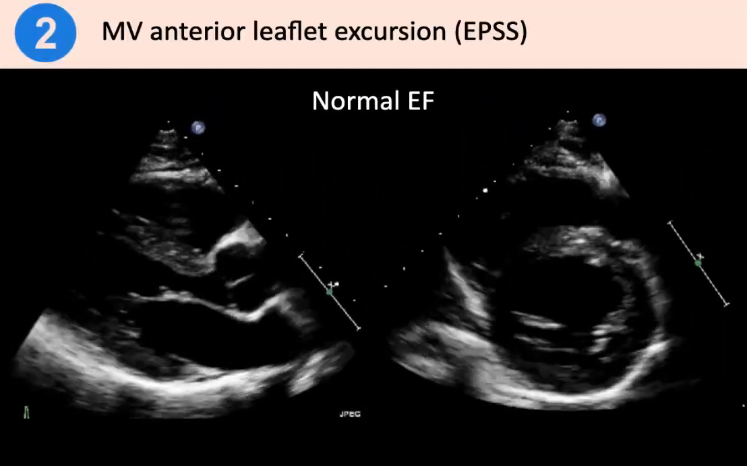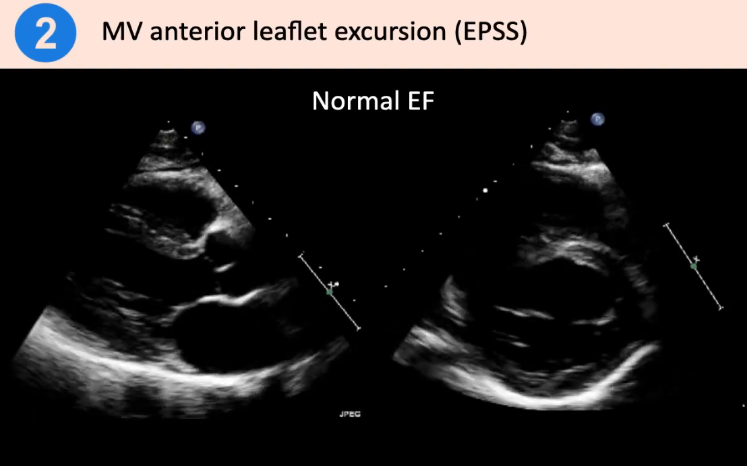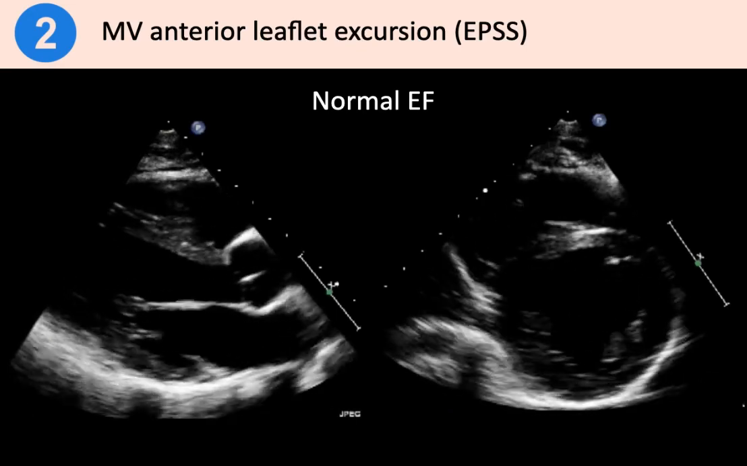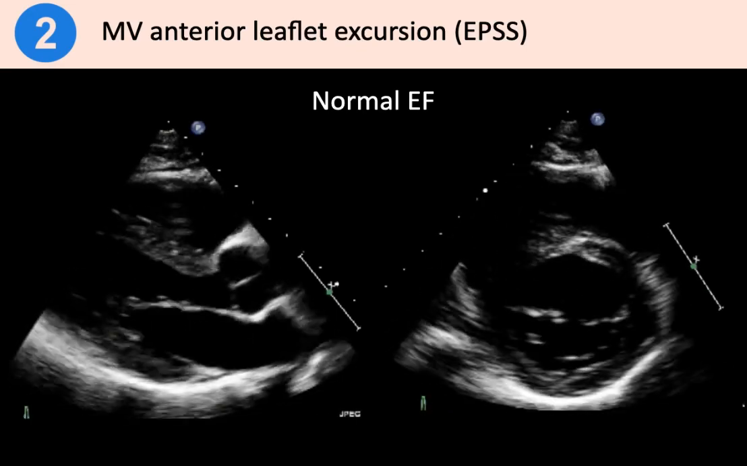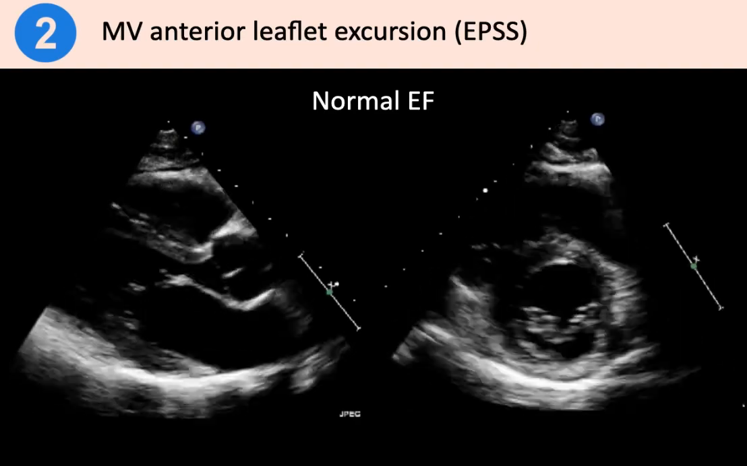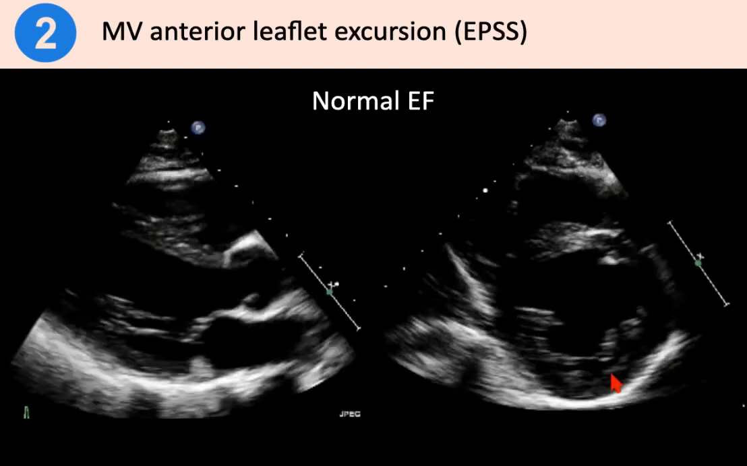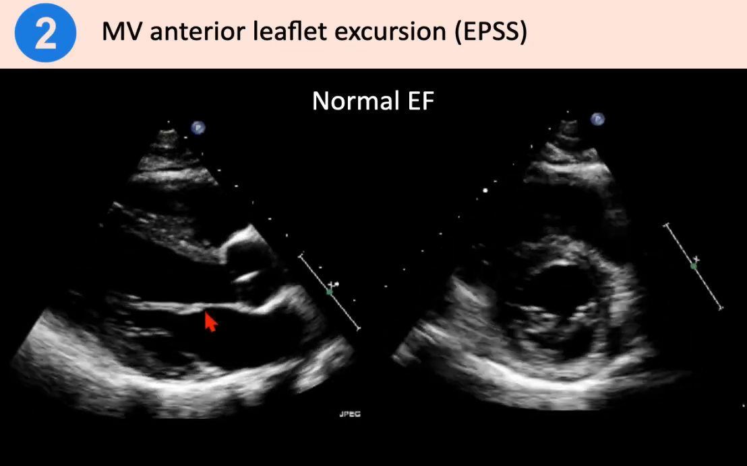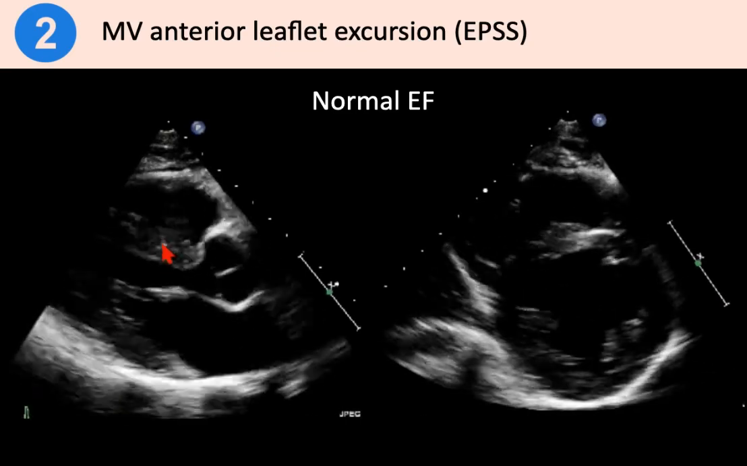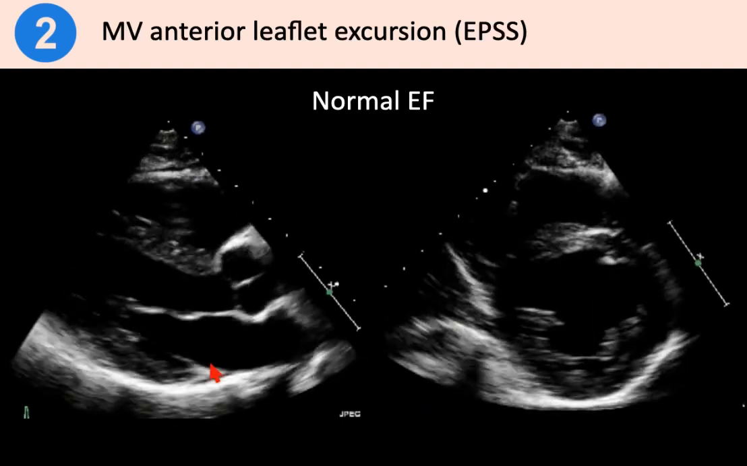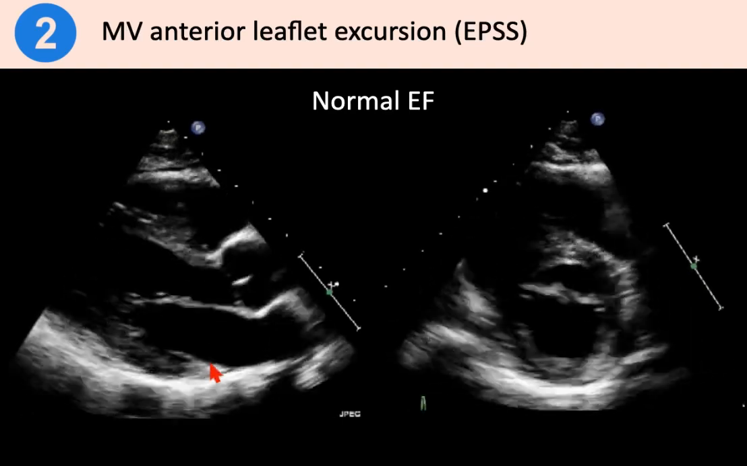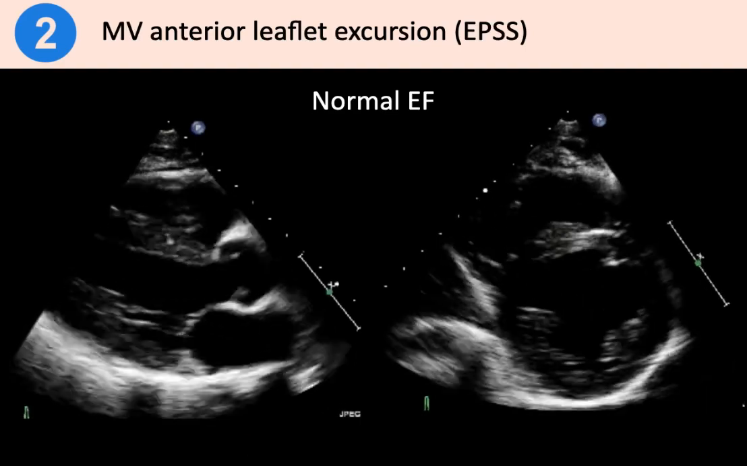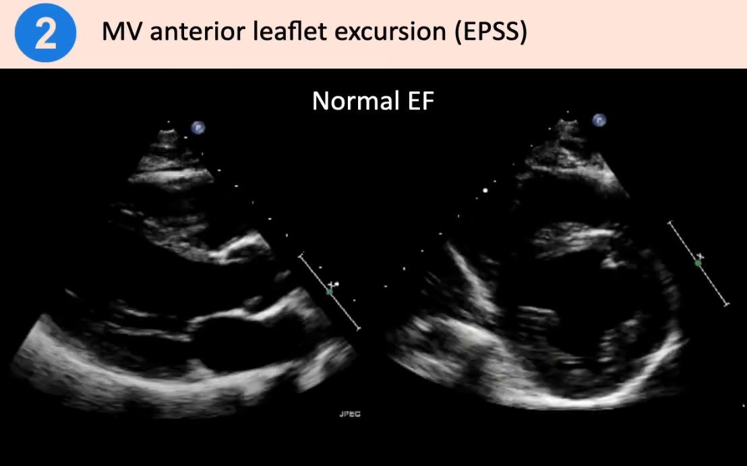Okay, the next thing that we will look at that will give us a clue to the contractility is the mitral valve anterior leaflet, particularly the amount of excursion or movement it makes from the closed position to the open position. We can assess this in the parasternal long axis view and the short axis view. We are interested in the distance between the anterior leaflet and the interventricular septum when the valve is fully open. A quantitative measurement method to this is called the E-point septal separation, or EPSS. Let's briefly take a look at EPSS measurement to help us understand the visual estimation alternative to this.